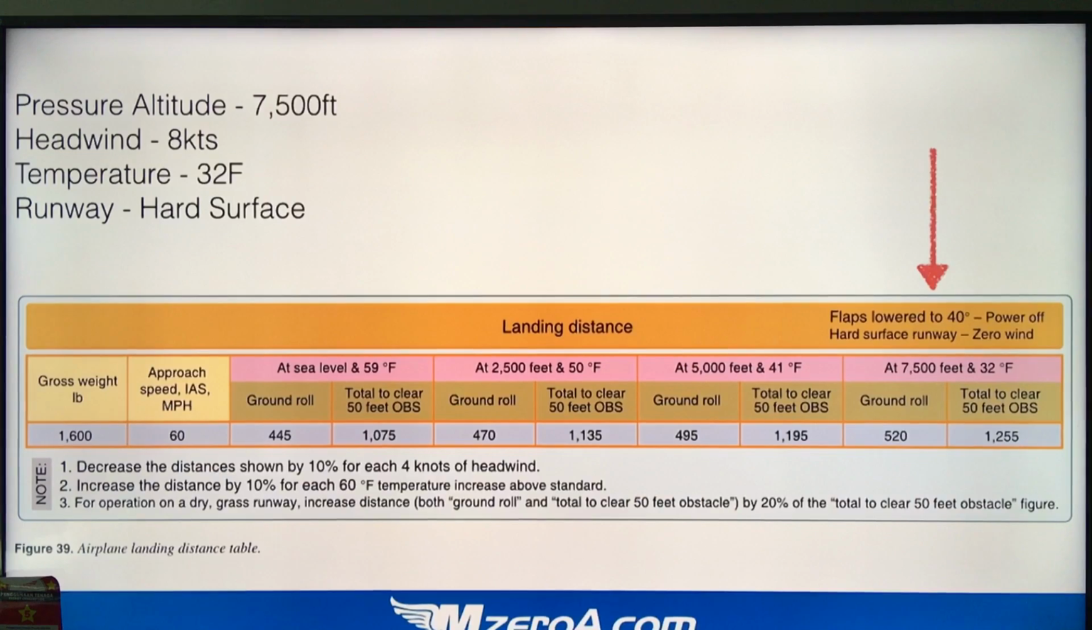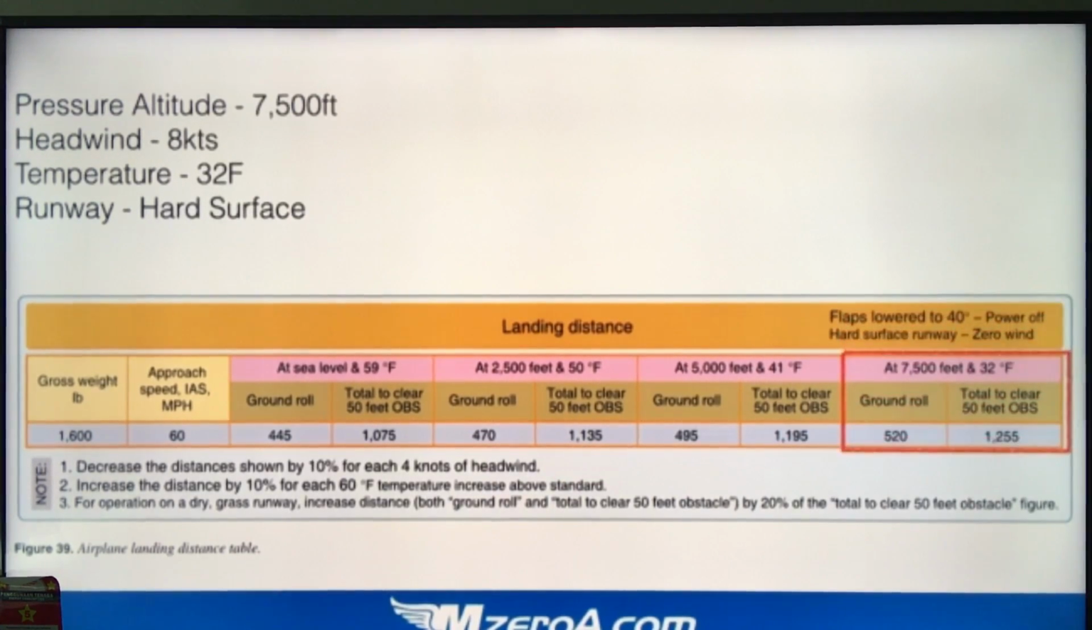Look underneath that. It says at 7,500 feet and 32 degrees Fahrenheit. That's the area I want to work with. However, we have a wind. So I need to figure out what I need to add or subtract because I have 8 knots of headwind. That's where the notes come in handy. Let's look at our notes now. It says to decrease the distances shown by 10% for each 4 knots of headwind. So now let's do those numbers and let's work through them.